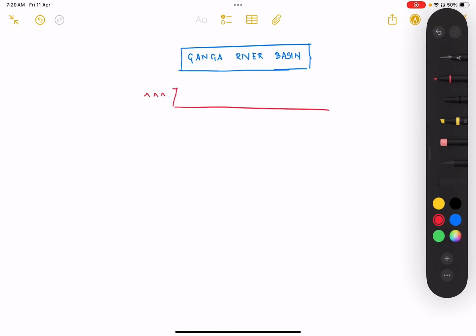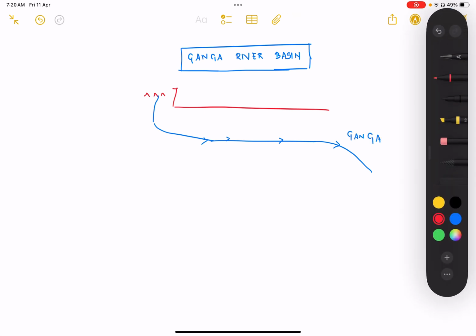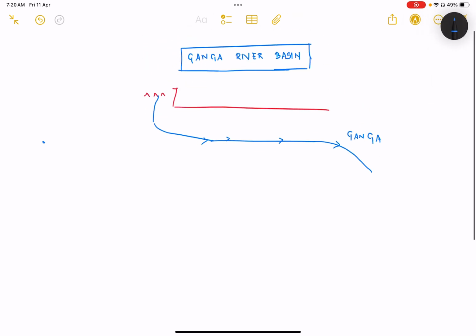So, starting from Uttarakhand, it is going to the states of Uttar Pradesh and then to Bihar and then finally to West Bengal and the country of Bangladesh. So this was Ganga. And today we just focus on three more rivers. That is, we want to talk about river Yamuna and then river Gagra and then river Sone.